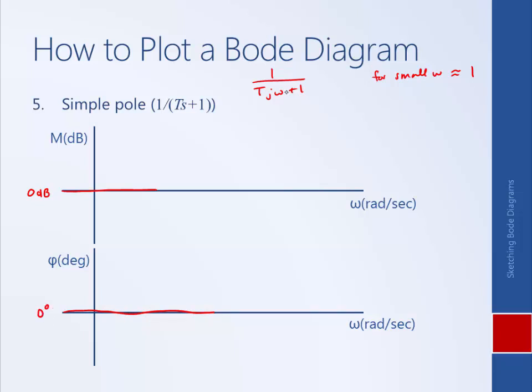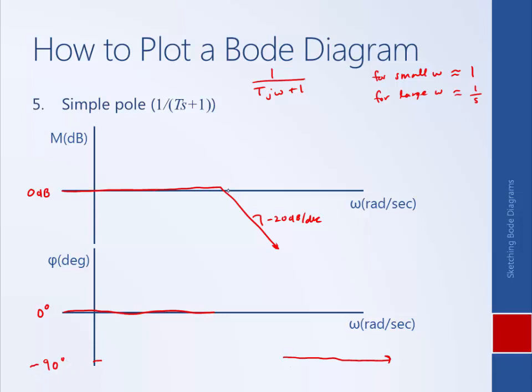And then when omega is large, then this term dominates the 1. And then it looks sort of like 1 over j omega. This term is much larger than the 1, so the 1 is insignificant. So for large omega, we behave like a pure integrator almost. And so if you recall what a pure integrator does, it goes down at minus 20 dBs per decade. And the phase is a constant minus 90 degrees.